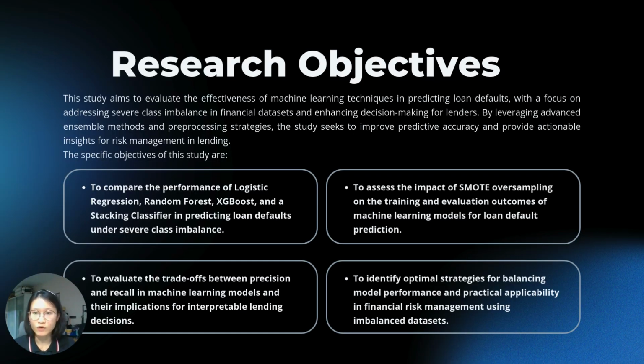First, we compare the performance of logistic regression and so on under this imbalance. Second, we assess how SMOTE oversampling impacts model training and evaluation outcomes. Third, we evaluate the trade-off between precision and recall. And then finally, we aim to identify the best strategies to balance model performance and real-world applicability in financial risk management.